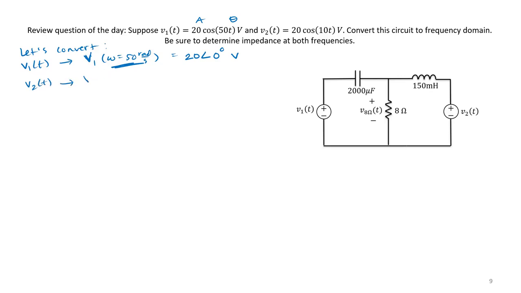And notice V2 of t gets converted to V2, but notice the frequency is different. So even though these phasors have the same amplitude, same phase angle, just remember the frequencies are different. So later during the superposition calculation, we have to make sure that we use the impedance at the correct frequency when considering each source alone.